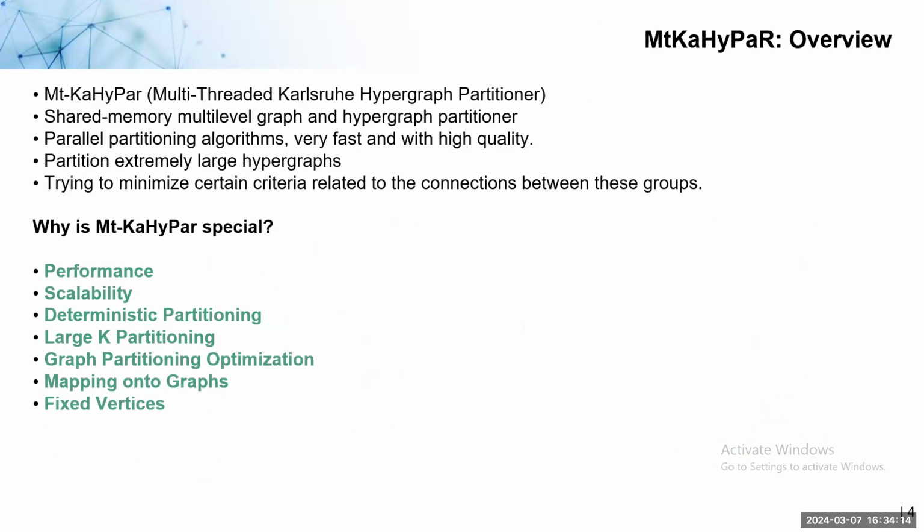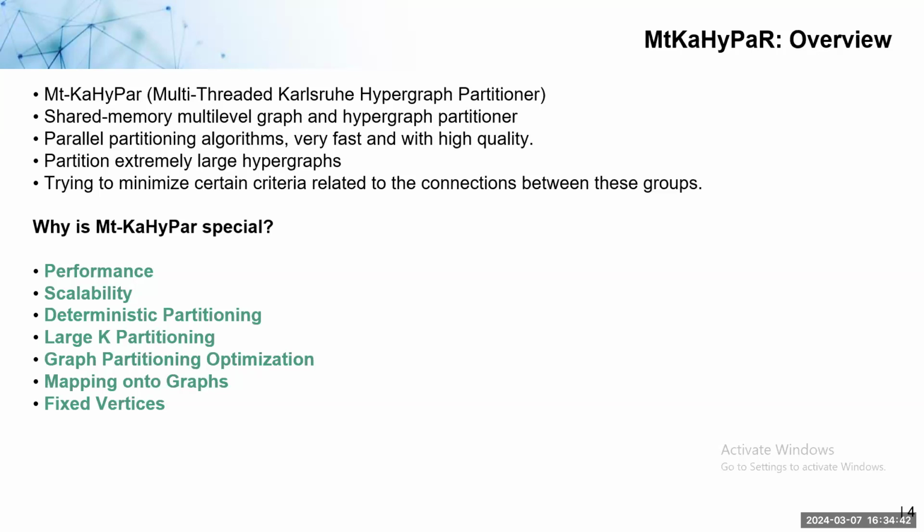So when we come to MTK-par, this is actually a multi-threaded call to have hypergraph partitioner, but this can also partition graphs. It's a parallel algorithm. That means it's really fast and high quality. And while partitioning, at the same time, it tries to minimize certain criteria related to the cuts I talked about previously, meaning the connections between different partitions.